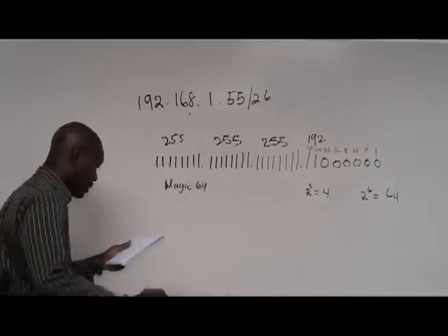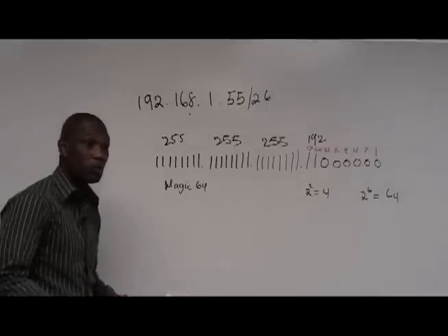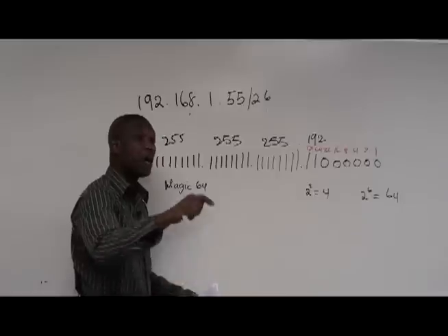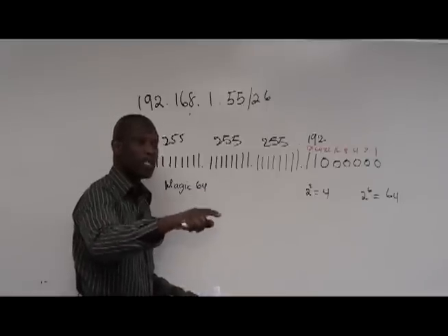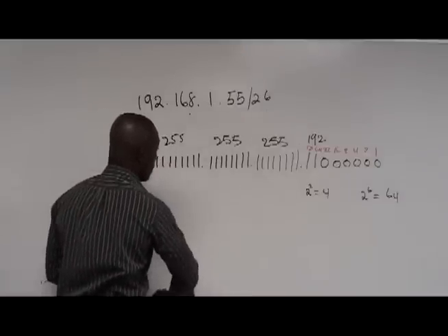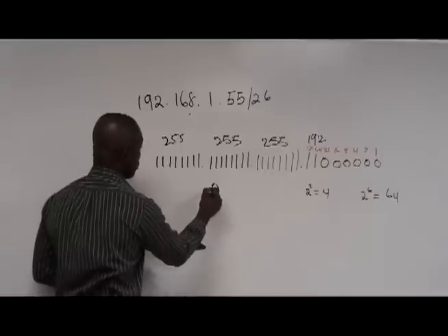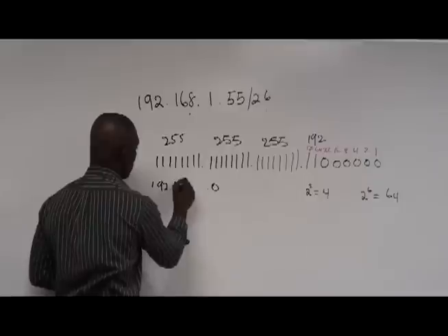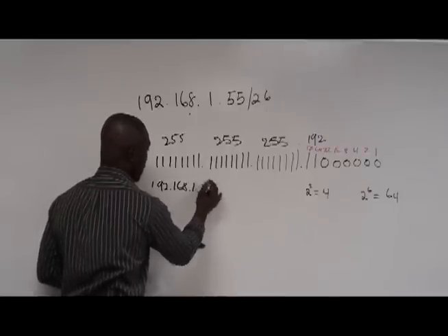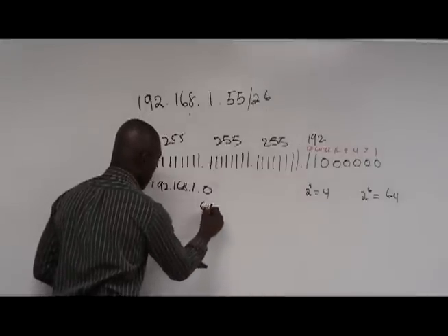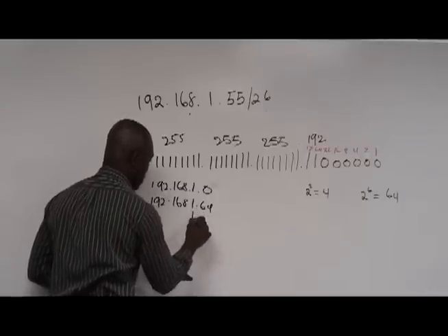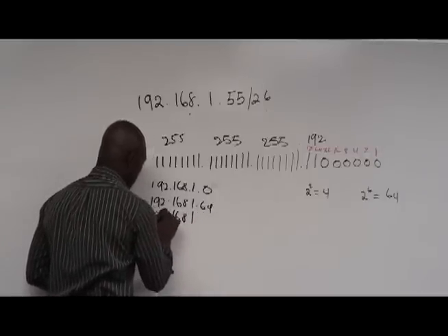Now pay attention here, because we still have to talk about the concept of usable hosts too. So we know the magic number is 64. This is the amount by which the networks would be separated. So your first network would be your zero network, which will be 192.168.1.0, right? The next one would be 64. What will be your next network? Add 64 again, how much?